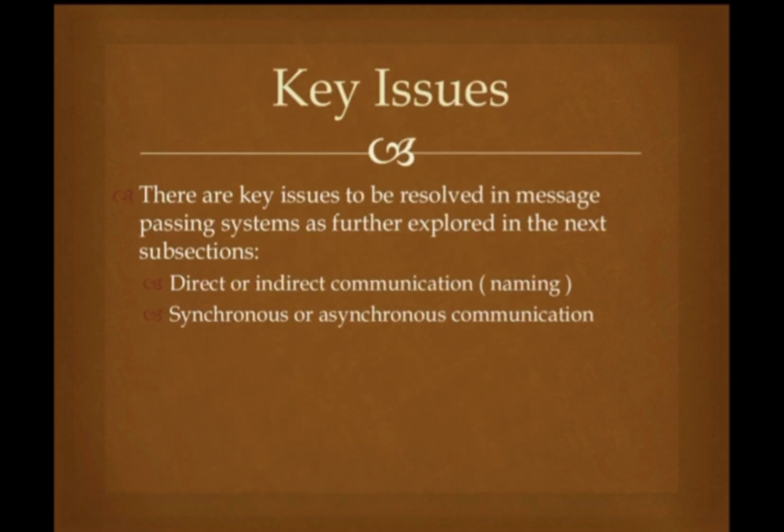Now comes the key issues. So there are basically two key issues that need to be resolved in any message passing system. First is direct or indirect communication. This is also called naming. And the second is whether the communication is synchronous or asynchronous. Now let's understand both of these in detail.